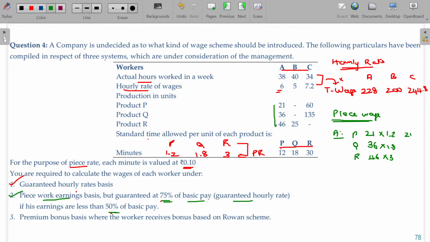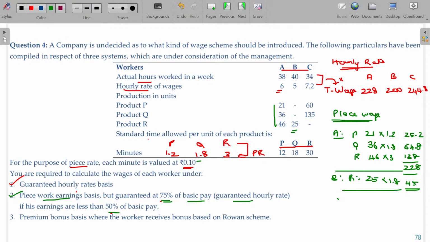I think this is 25.2 rupees and this will be 64.8 rupees. This one will be 138 and what is the total value? 228. In case of B, he has produced only R and this value is 25 rupees and the per unit cost is 1 rupee 80 paise. What is the value you are getting? 45.